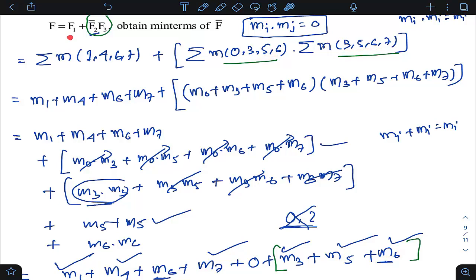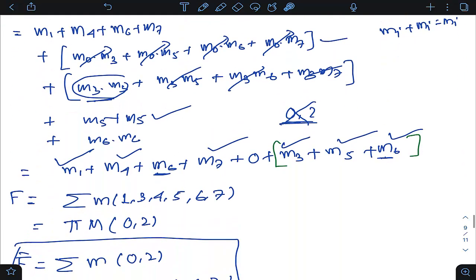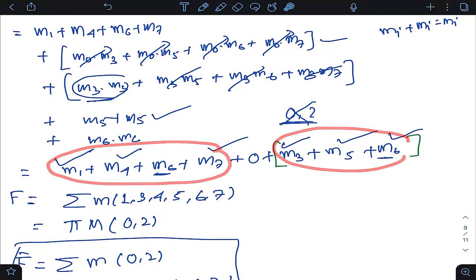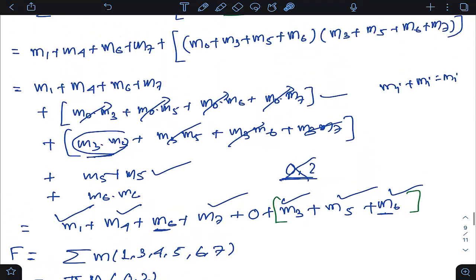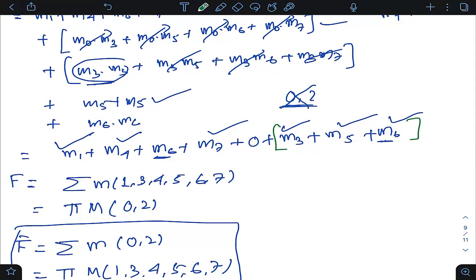And overall it is OR. OR is equivalent to union. So it is the union of 1, 4, 6, 7 with the common terms of this. Because the overall answer is the union of 3, 5, 6 with this one, you are collecting all the terms. So 1, 3, 4, 5, 6, 7. The conclusion I want to give, the point I wanted you to understand, is that the AND operator is equivalent to the intersection operator of set theory, and the OR operator is equivalent to the union operator of set theory.